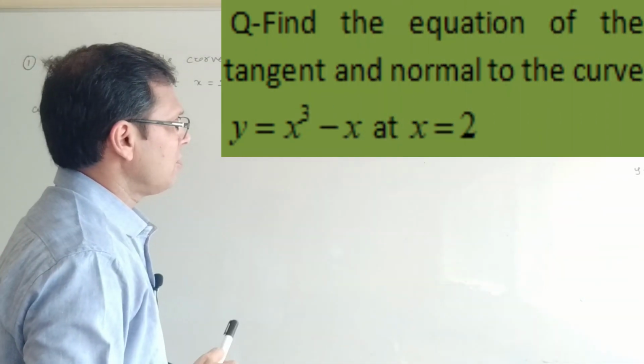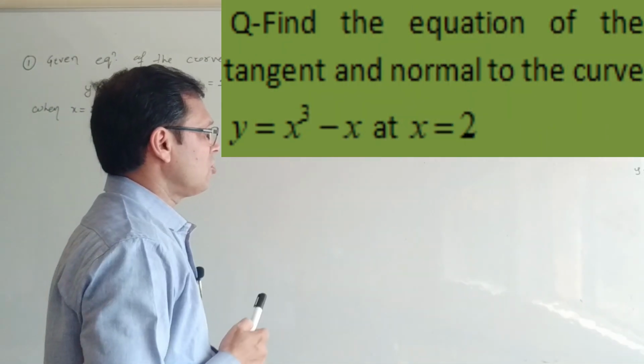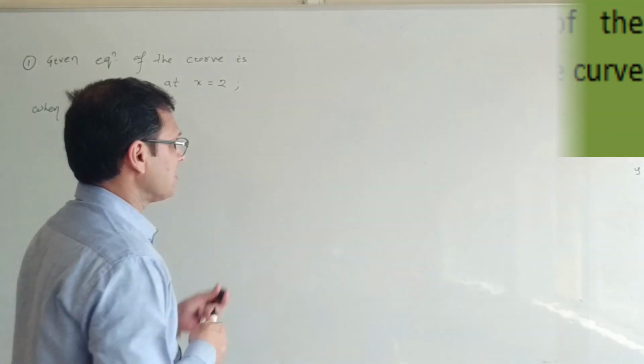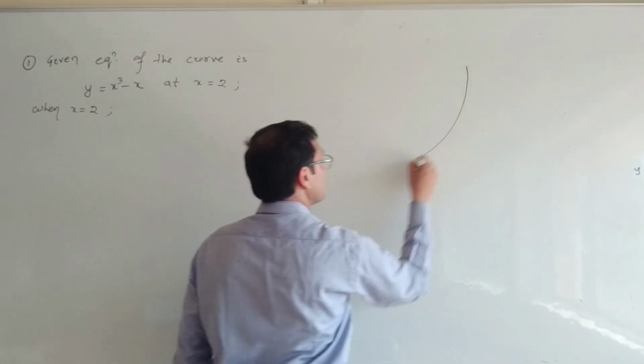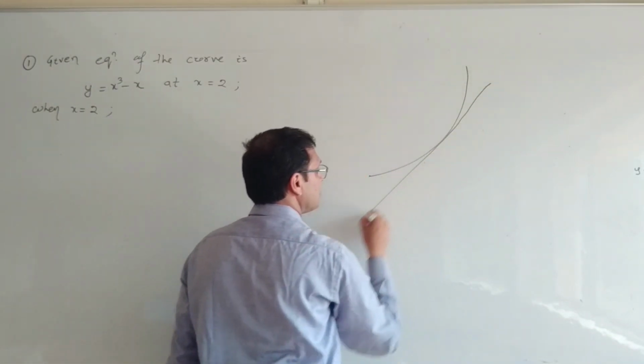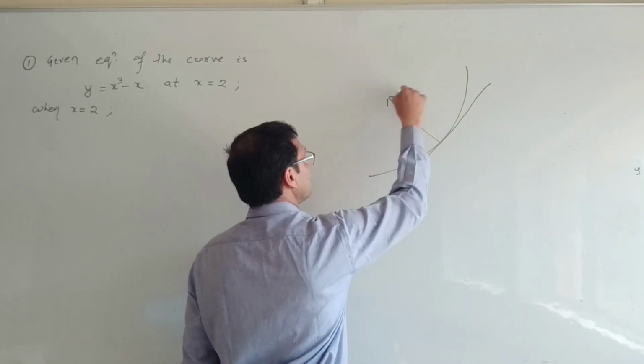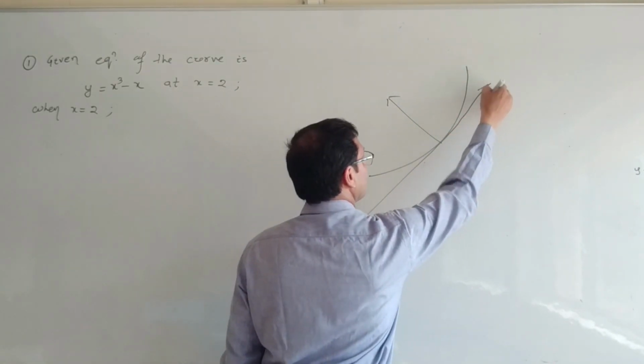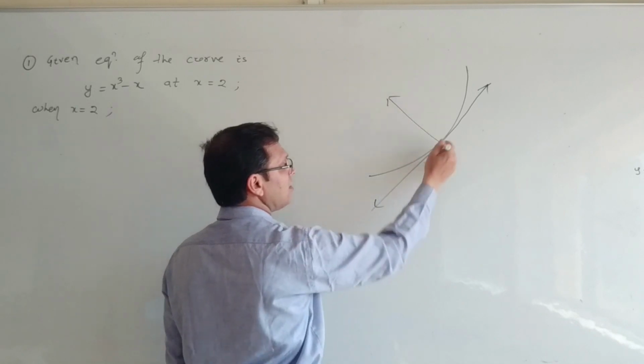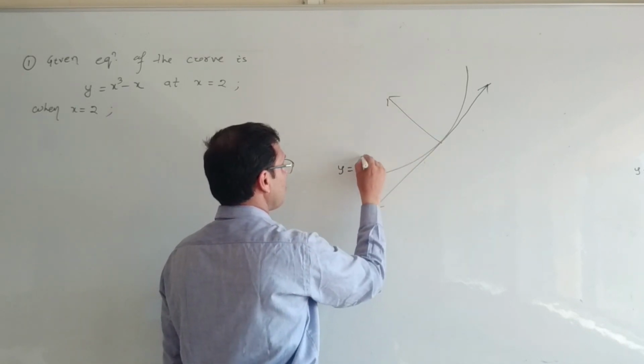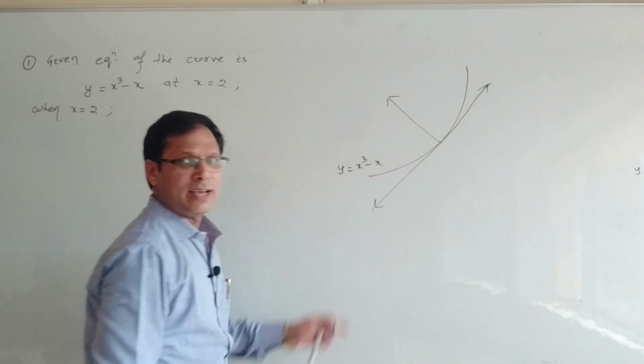Find the equation of the tangent and normal to the curve y equals x cube minus x. Let the curve be this one, the tangent is this one and the normal is this one. So you have to find the equation of the tangent and normal, and the equation of the curve given is x cube minus x.